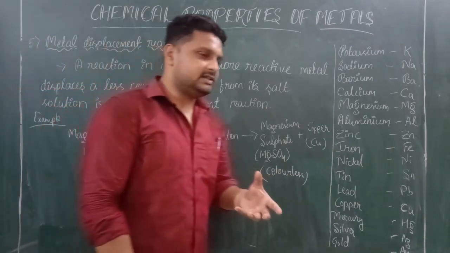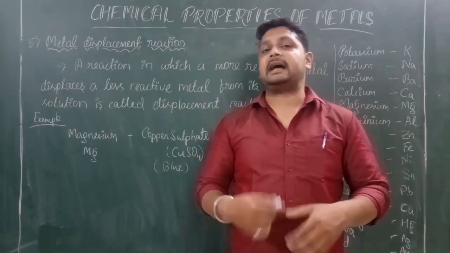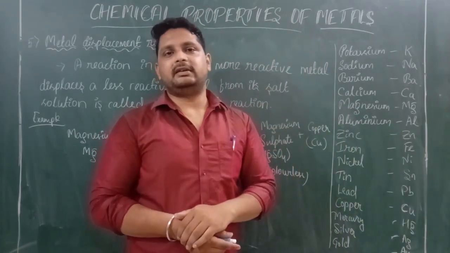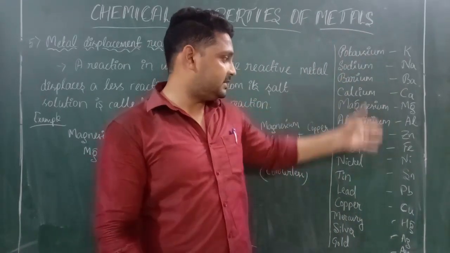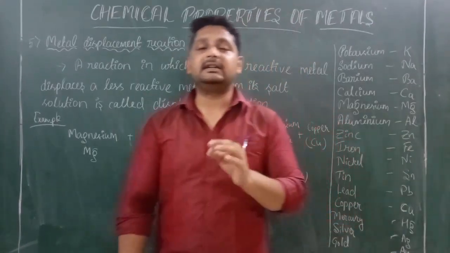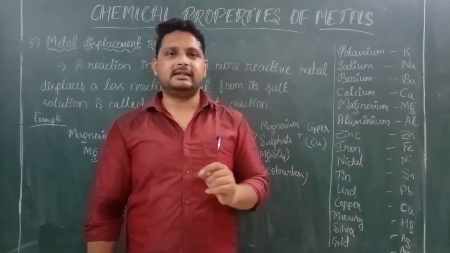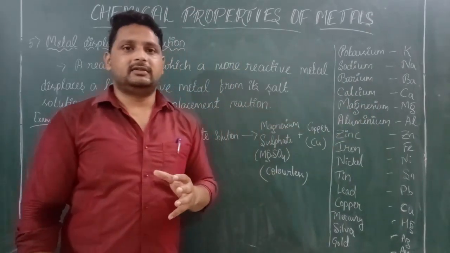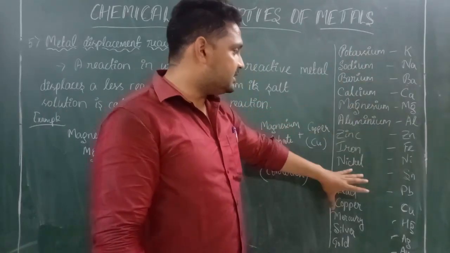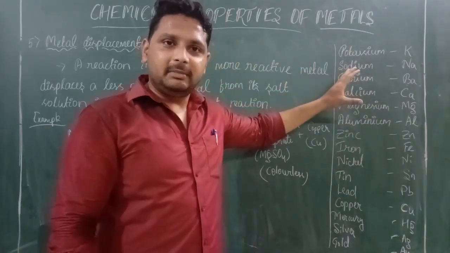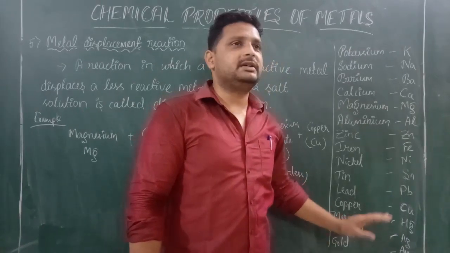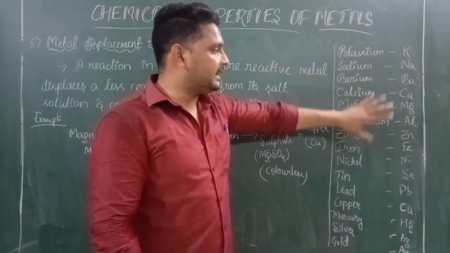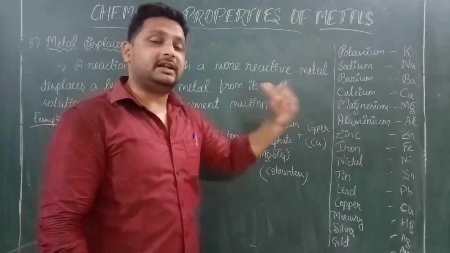Now the question is how to know which metal is highly reactive and which metal is low. To know that, this list was made. They obtained a series, and that was given the name reactivity series. So reactivity series is the arrangement of metals in the decreasing order of reactivity. In the reactivity series, the metal at the top is the most reactive metal, and the metal at the bottom is the least reactive metal. So the more reactive metal can replace the least reactive metal, but the reverse cannot be done.